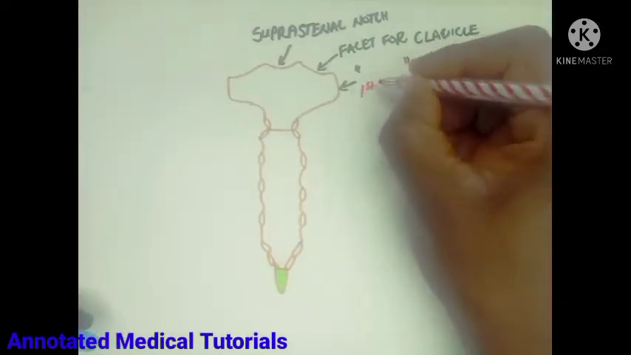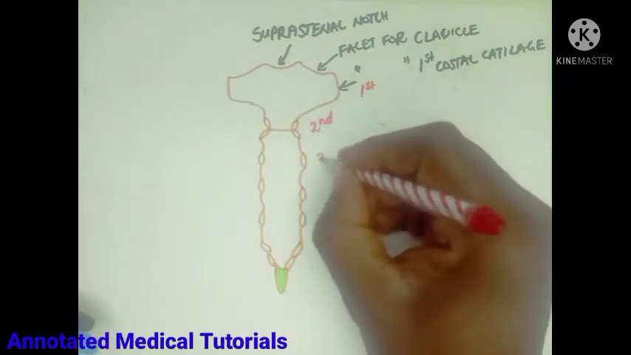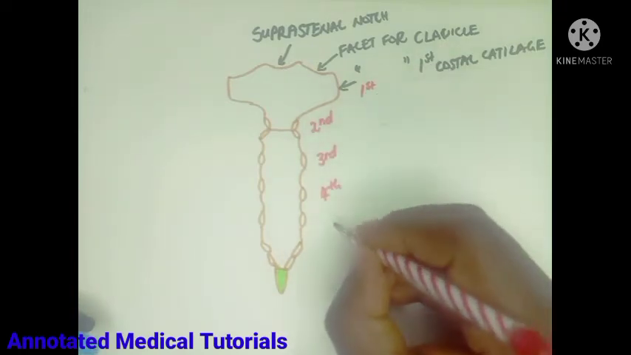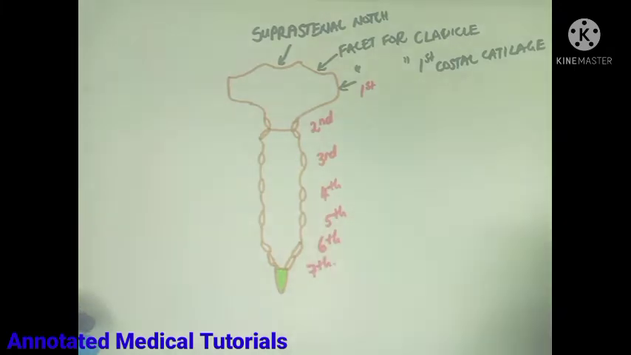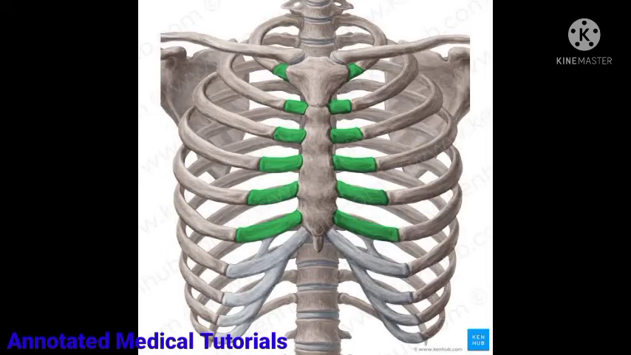So this one would be the second, the third, the fourth, the fifth, the sixth, and the seventh. Again, here is the suprasternal notch. Here is where the clavicle articulates with the manubrium, and the first costal cartilage articulates here. And there we've got the second, the fourth, the fifth, sixth, and the seventh.